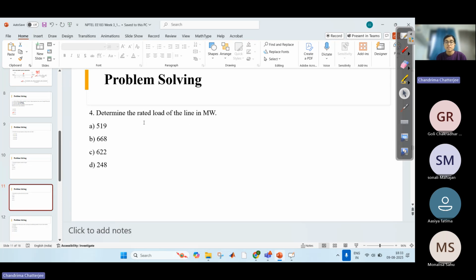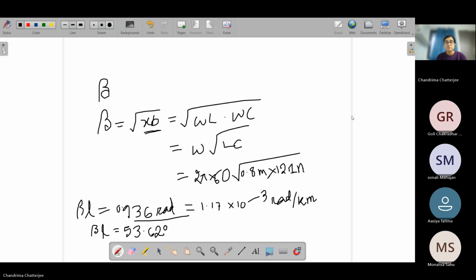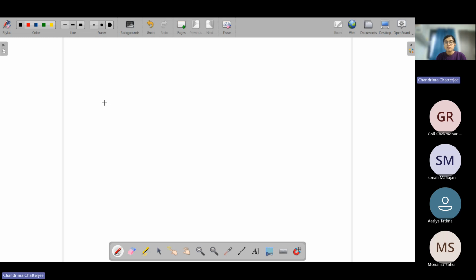Then determine the rated load of the line in megawatt. We will have to find out what is the rated load of the line in megawatt. So how should we proceed? Can anyone give me any hint how to proceed for this one? Rated load. Rated power, rated active power basically.